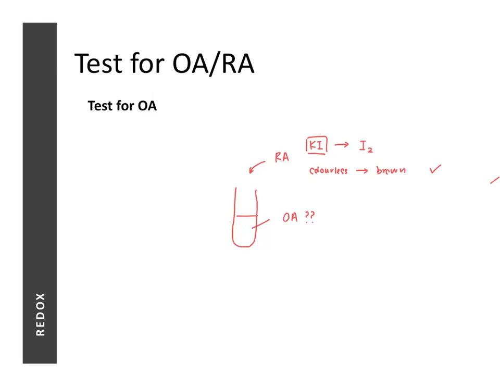So to test for an oxidizing agent, we add in a reducing agent. If the reducing agent changes color, it tells us that the reducing agent has been oxidized. So indeed, there is an oxidizing agent in the solution.